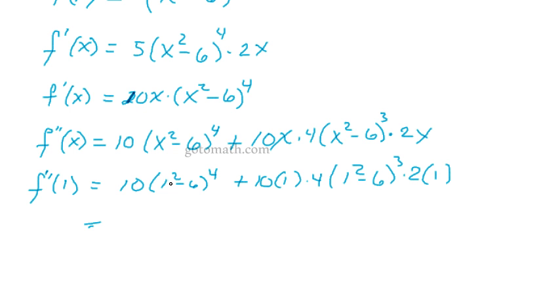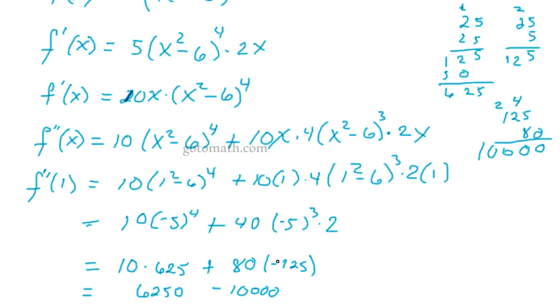So this is going to end up being 1. 1 minus 6 is negative 5. And then we have 10 times negative 5 to the 4th, plus 10 times, that's going to be 40, and then that's going to be negative 5 to the 3rd times 2. And we keep on going here. 5 to the 4th is 25. It's a big number.